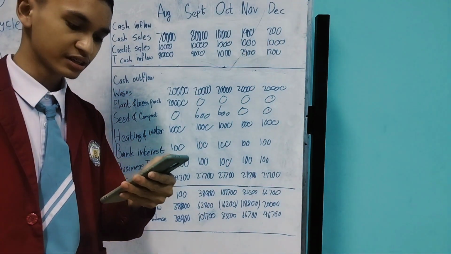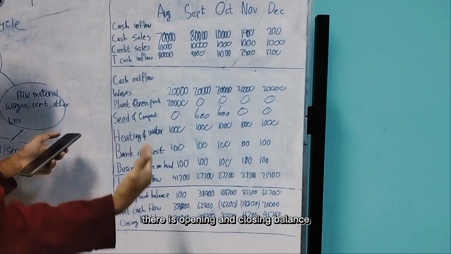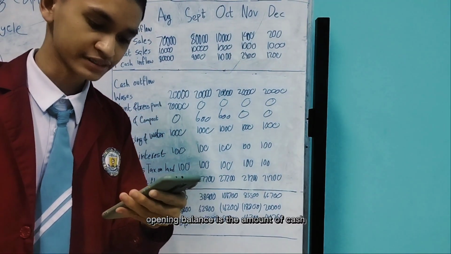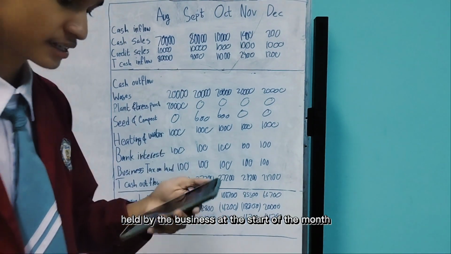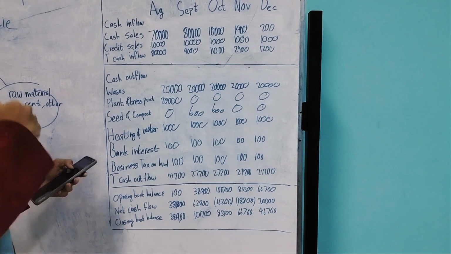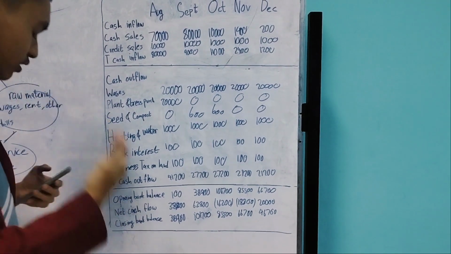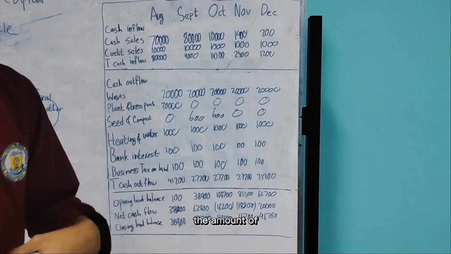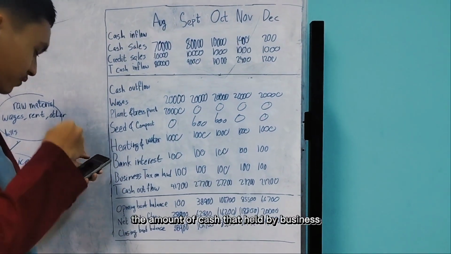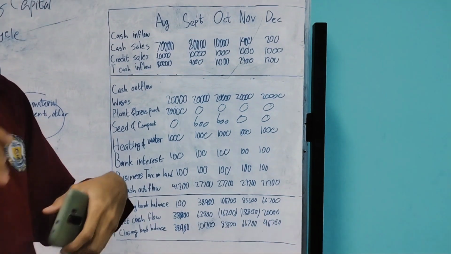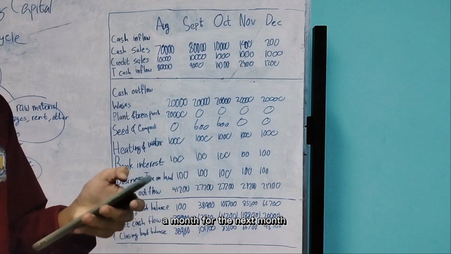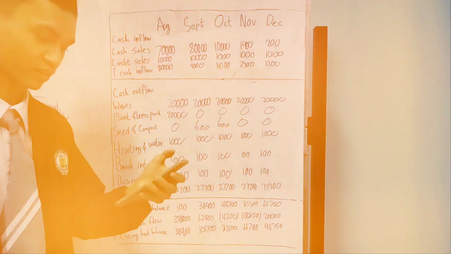So actually there is the opening and closing balance. The opening balance is the amount of cash held by the business at the start of the month. The closing balance is the amount of cash held by the business at the end of the month, which carries over to the next month. I think so. And then that's all.